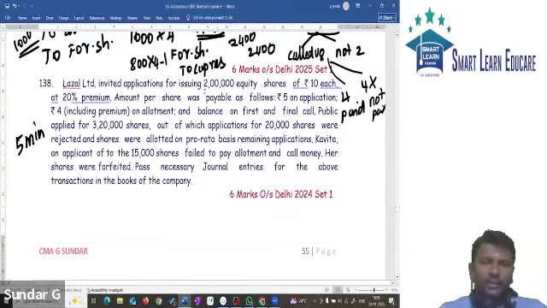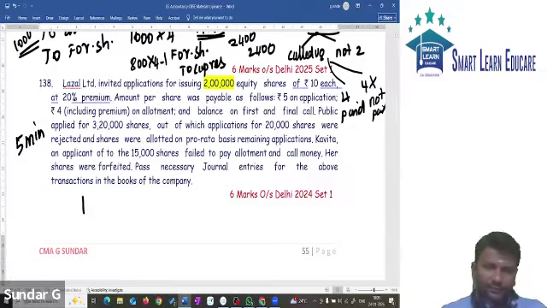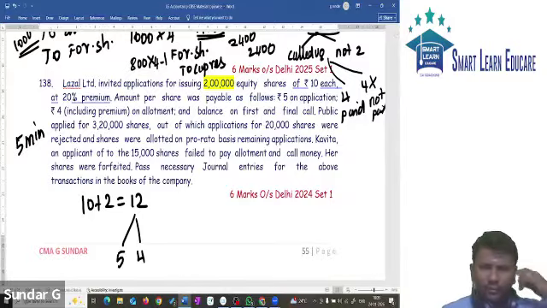So L Limited invited applications for 2 lakh shares. Issued capital is 2 lakh. 10 rupees is the price, plus 2 rupees premium, total price 12. What is the breakup of this 12? Application 5, allotment 4, and call 3.